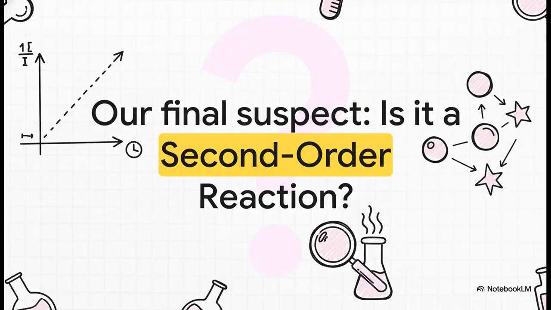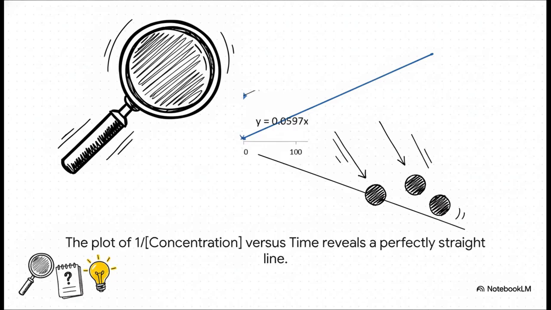Which brings us to our third and final suspect, the second-order reaction. This is our last shot. The test for this one is to plot the inverse of the concentration, that's 1 divided by the concentration, against time. If this gives us a straight line, we have found our culprit. Okay, let's plot it. We take our data, we calculate the inverse for each concentration point, and we plot it against time. There's the first point, the second, the third.